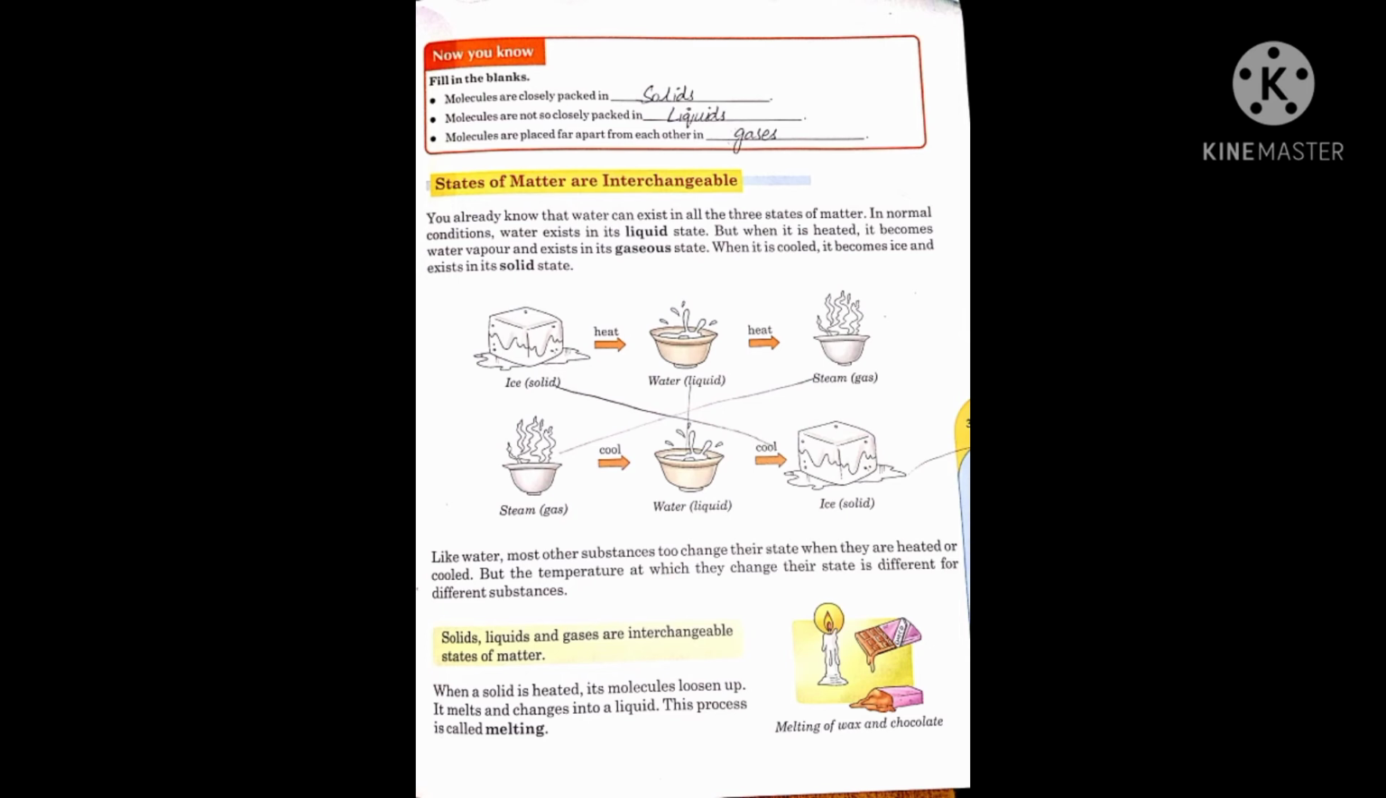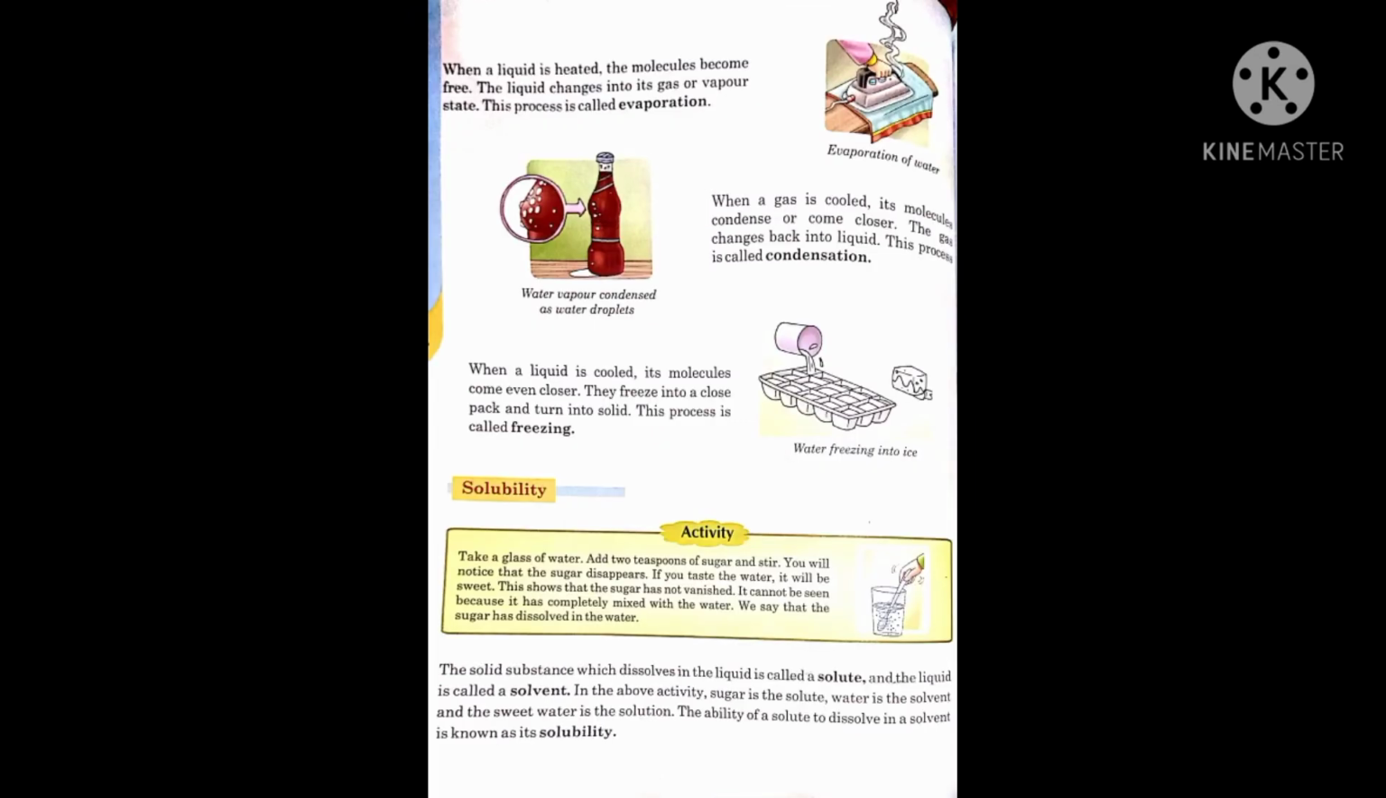We can take an example of water. When we take out an ice cube from the freezer and leave it at room temperature, you will notice that ice starts to melt into water, and this is the process called melting of water. Now come to the next page.